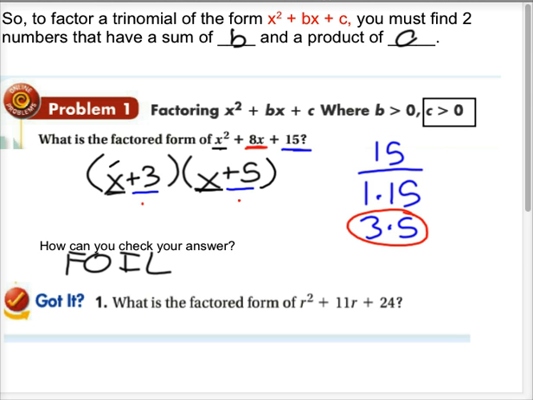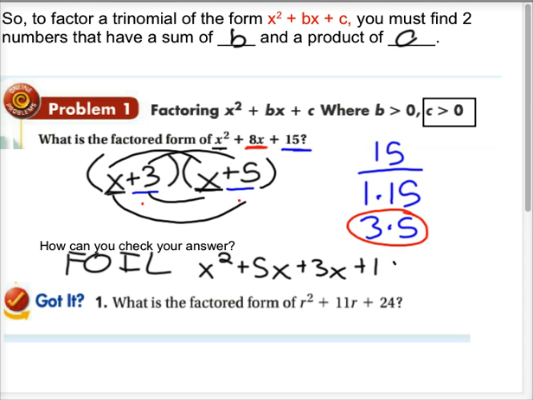F for first. X times x gives us x squared. O for outside. X times 5 gives us 5x. I for inside. 3 times x gives us 3x. L for last. 3 times 5 gives us 15. I can combine my like terms together to give me 8x. And look at that. You get back exactly what you started with. So that x plus 3, x plus 5 really is the factored form of this quadratic.